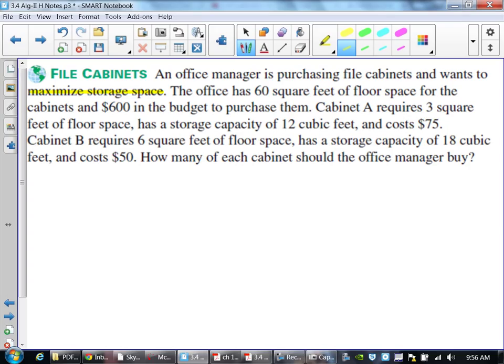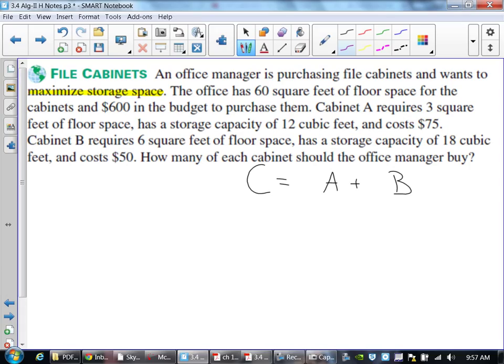Cabinet A needs 3 feet of floor space. It has a storage capacity of 12 cubic feet, and it costs you $75. B is 6 feet of floor space. Storage is 18 cubic feet and costs $50. How many of each do you get? So we're looking to maximize our storage. I know that there's a cabinet A and there's a cabinet B.